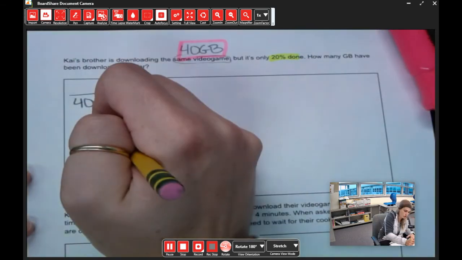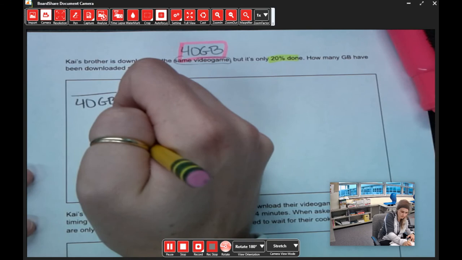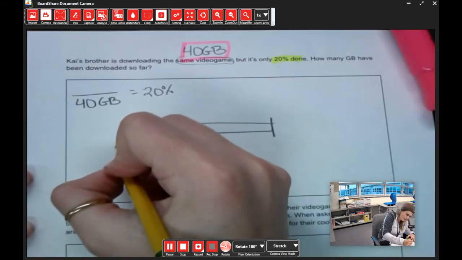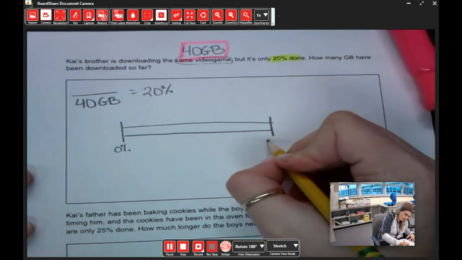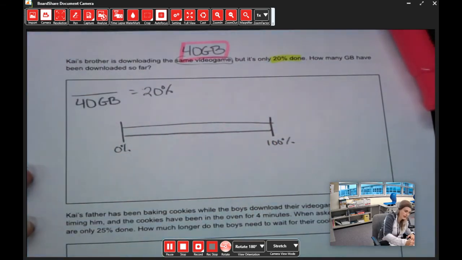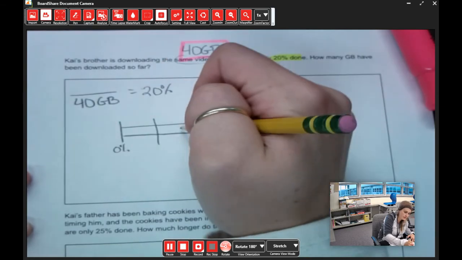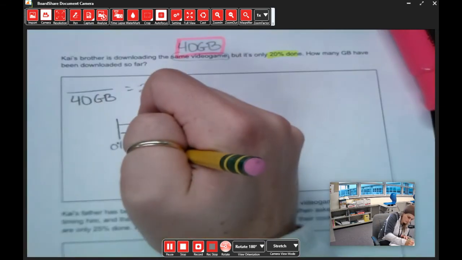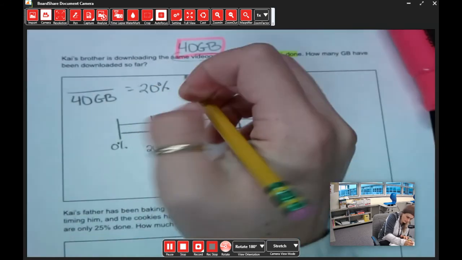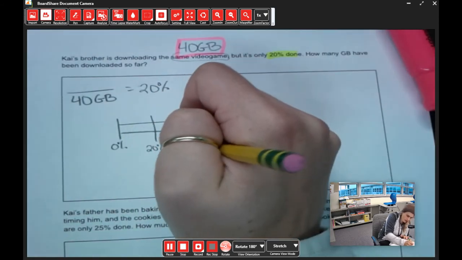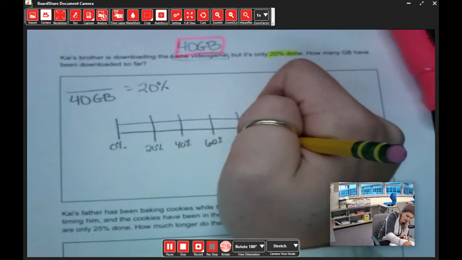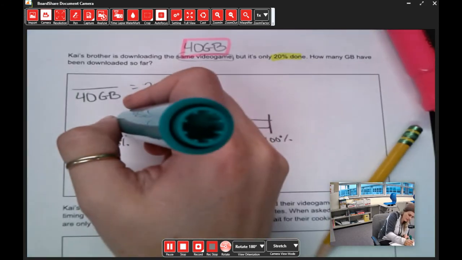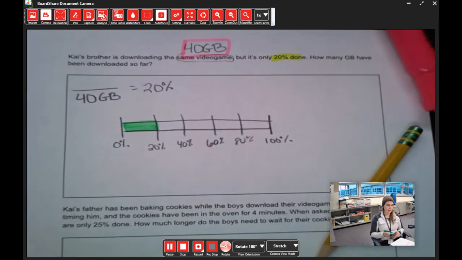So let's draw it out. 0%, 100%. This is 20, so I can count by fives. 5 sections. 20%, 40%, 60%, 80%. So his computer is going a little bit slow there, but that's all right. Or maybe he started downloading it late.